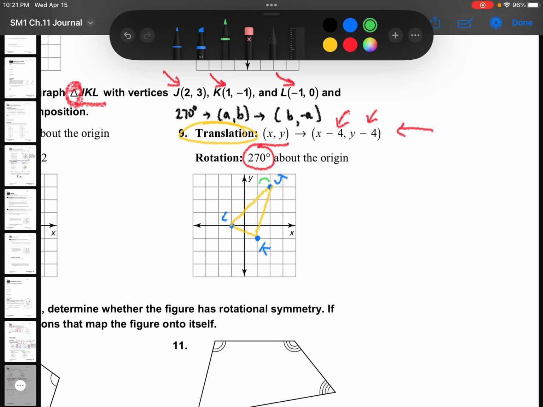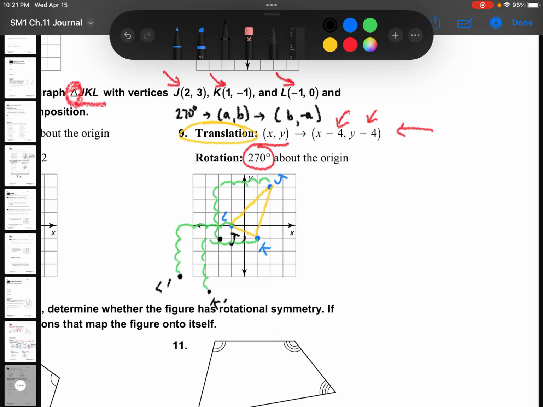Let's begin with J. 1, 2, 3, and 4, and then 4 down. 1, 2, 3, and 4. It ends up right here. That's going to be J prime. And we do the same thing with the rest. L, 1, 2, 3, and 4, and then 1, 2, 3, and 4. And it is located right here. And that's going to be called L prime. And the last one is K. 1, 2, 3, and 4, and then 1, 2, 3, and 4 down to make it a K prime.